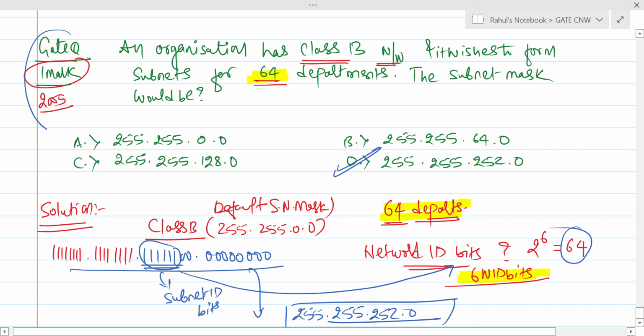So it was a GATE 2005 1 mark problem. I hope the solution was very easy and everybody can do it.